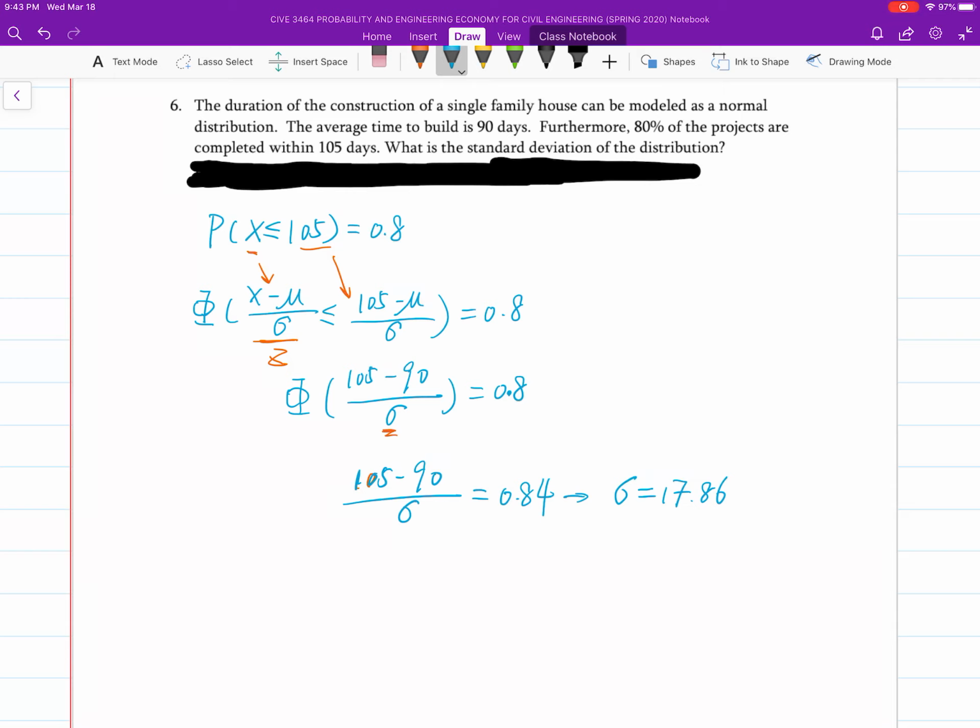So again, you can see that the normal distribution is a big part of this exam. Make sure you understand that correctly, and I'm sure there are going to be multiple questions about normal distribution in quiz 2.